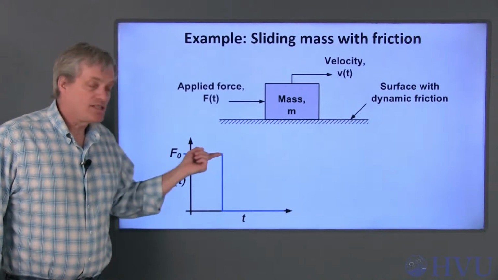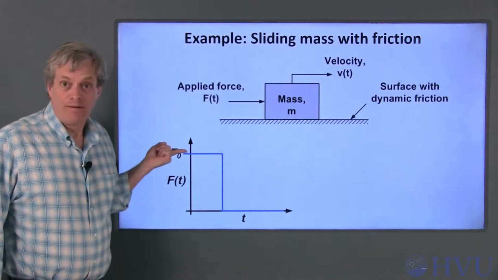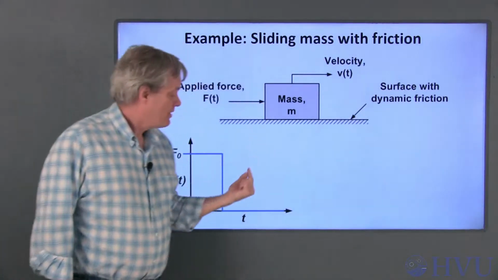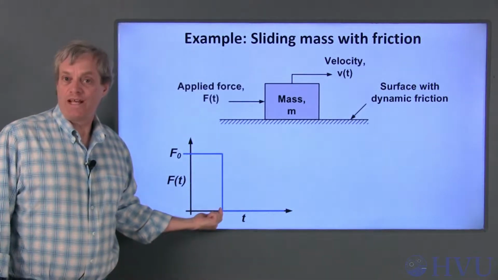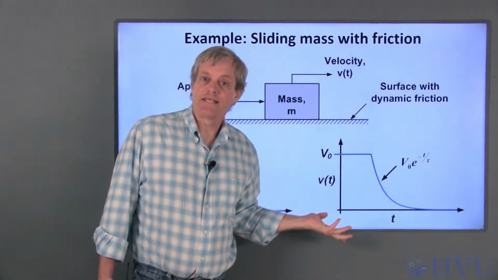Suppose we apply this force to the mass. The force is a constant that pushes the mass to the right. The force is suddenly removed at this time. This is a plot that shows the corresponding velocity of the mass.